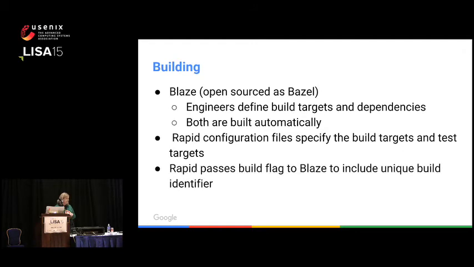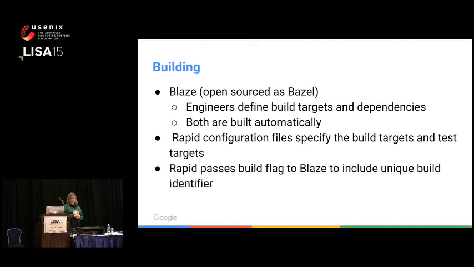One of the things Rapid does is it creates a unique build identifier. And this can be customized. We have default values in place because we want our tools to do the right thing by default, but teams can override that. If they have a different naming convention they want to use, they're welcome to do that.